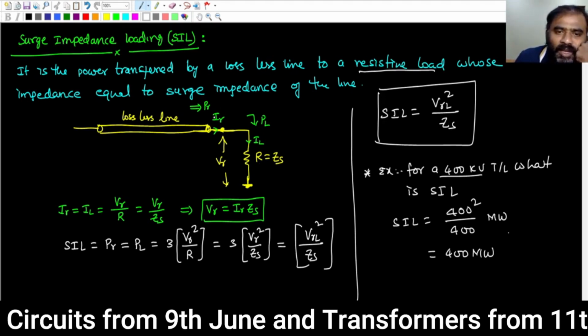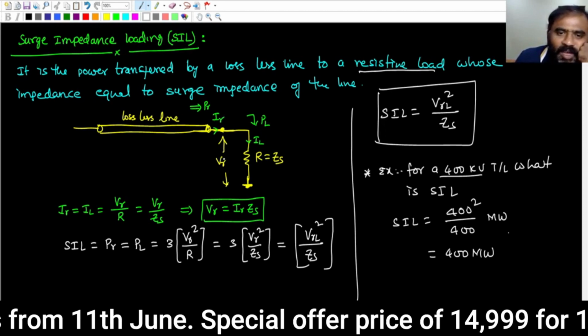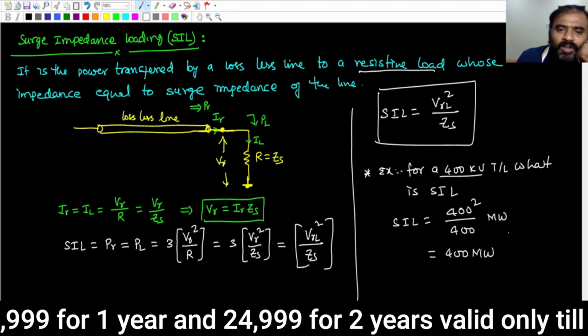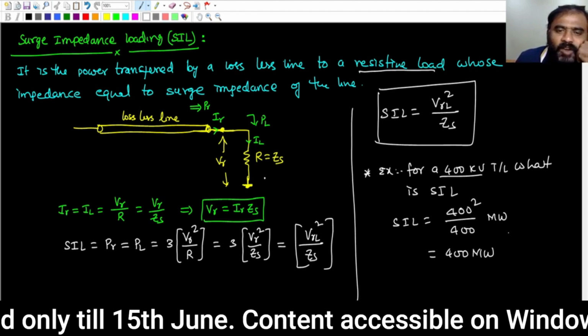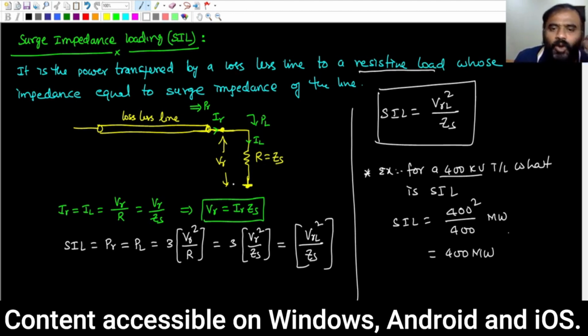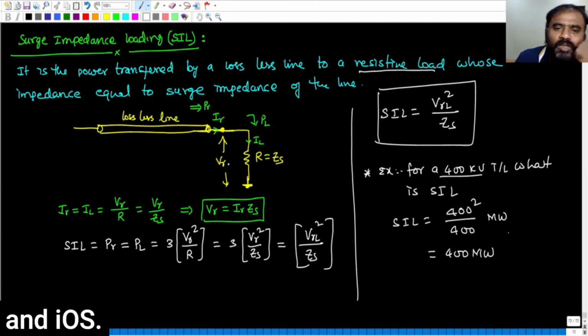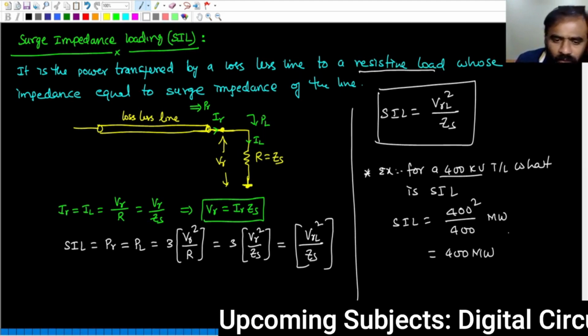IR is the receiving end current. VR is the receiving end voltage. Both are in phase. Why are both in phase? Very simple, because the load is purely resistive. And what about the receiving end power factor? Unity. The load consumes active power but not any reactive power. Why does it not consume reactive power? Because it is a purely resistive load. Correct or not? So these things I am going to write now.